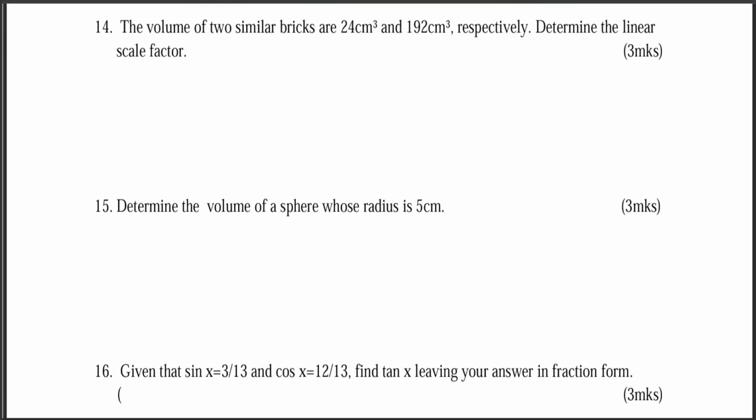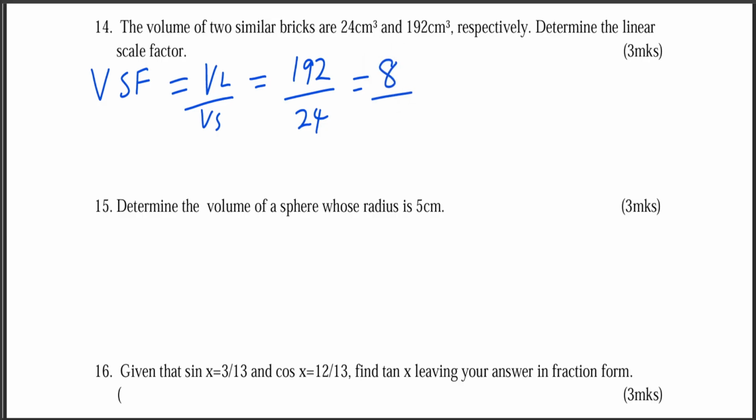So, question 14. The volume of two similar bricks are 24 cubic centimeter and 192 cubic centimeter respectively. Determine the linear scale factor. But first we must know the volume scale factor. Volume scale factor is equal to volume of the large one divided by the volume of the smaller one, or vice versa. I am used to large divided by small. So you take 192 divided by 24, which gives us 8.